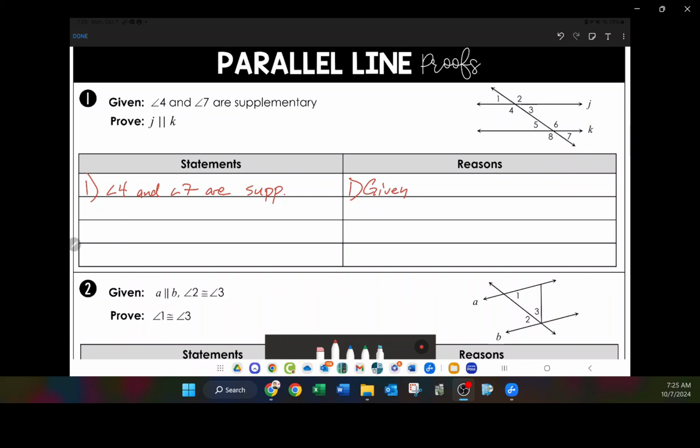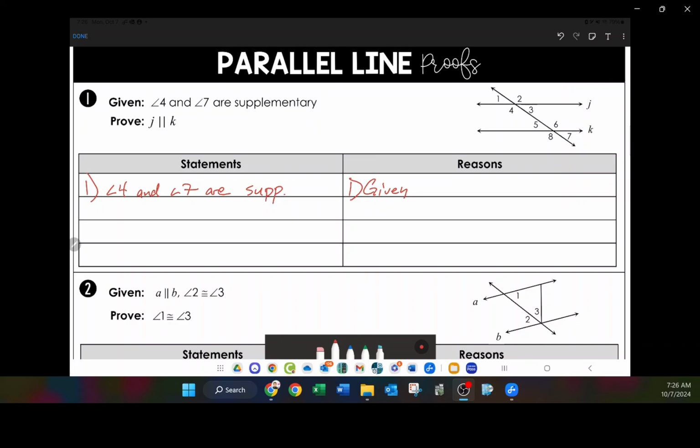5 and 6 would be a linear pair. 3 and 7 would be corresponding. But 2 and 7, what kind of angles are 2 and 7? What relationship do they have? Same side exterior. So if we can prove 2 and 7 are supplementary, then we can say that the lines are parallel. Or what about 4 and 5? Because we have angle 4 and angle 7. So that's the two different options here. We can either go with same side exterior with 2 and 7, or same side interior with 4 and 5. Doesn't matter which one.